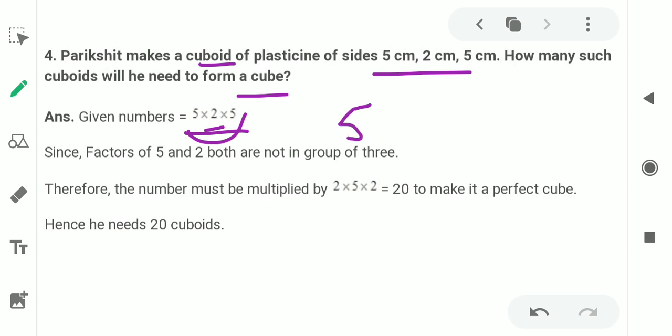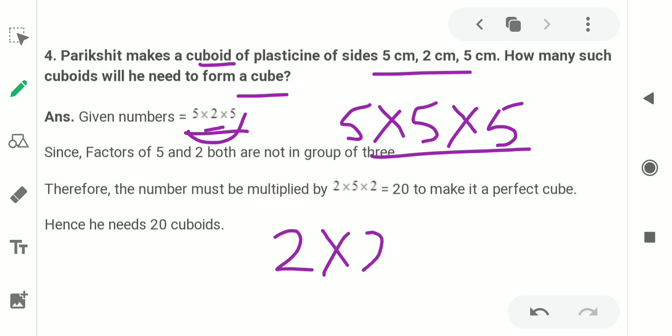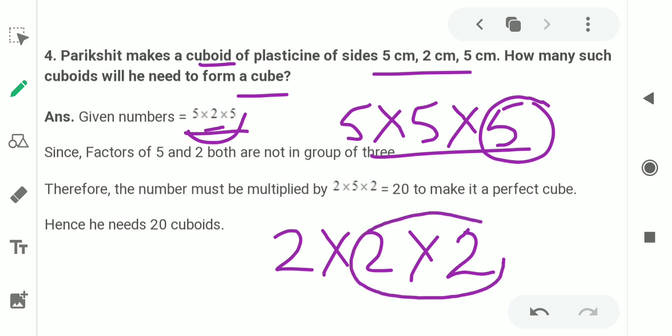5 into 5, it is 2 times. Now 1 more 5 we need to make the triplet form. And 2 is only once, so you will take 2 times more, then it will be formed in the triplet. Means we need 1 more time 5 and twice we need 2. So we can say 5 into 2 into 2 you will get 20. So we can say he needs 20 cuboids to form a cube.